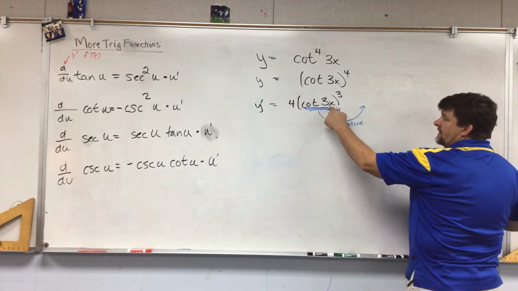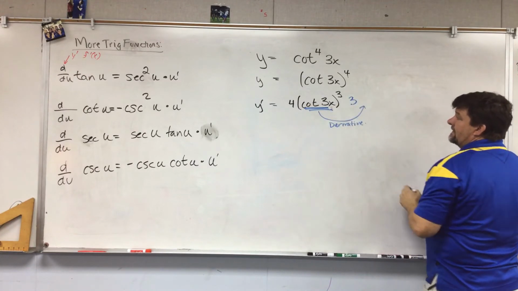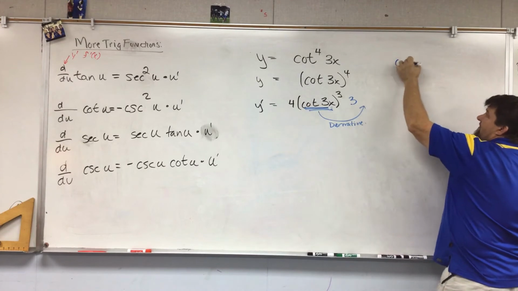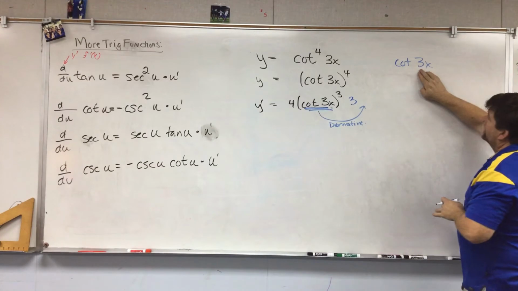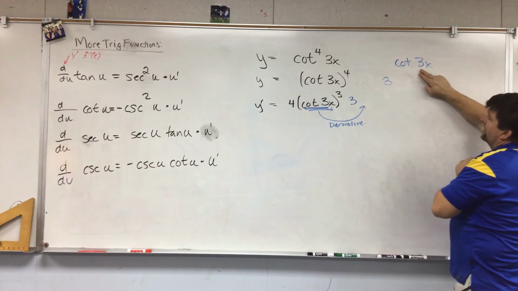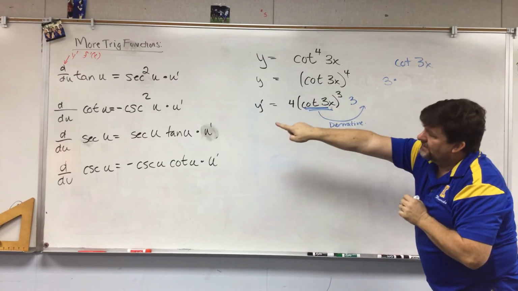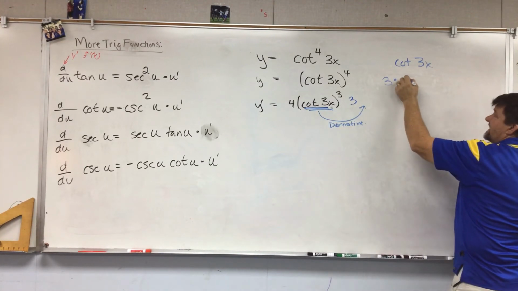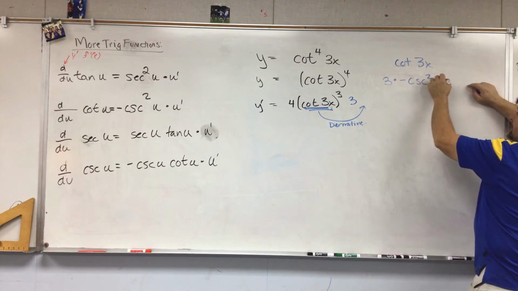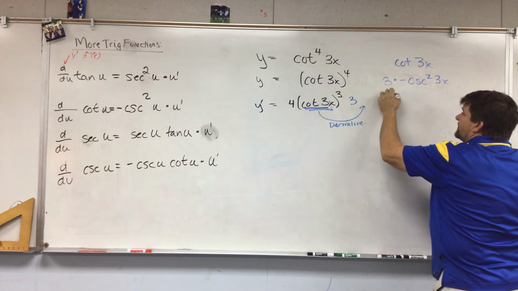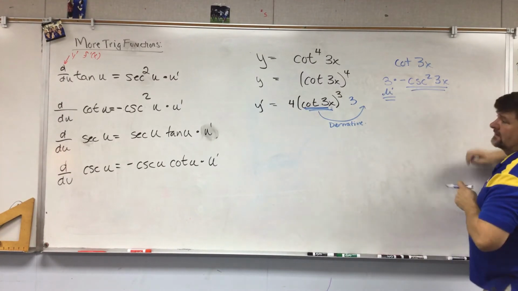So we're going to do cotangent. So we're going to get a 3 out here. Okay? So off to the side, I have cotangent of 3x, kind of like what we did earlier. This is going to become the derivative in the front of the inside times our negative cosecant squared of 3x. This is my u prime. This is my derivative. Okay?